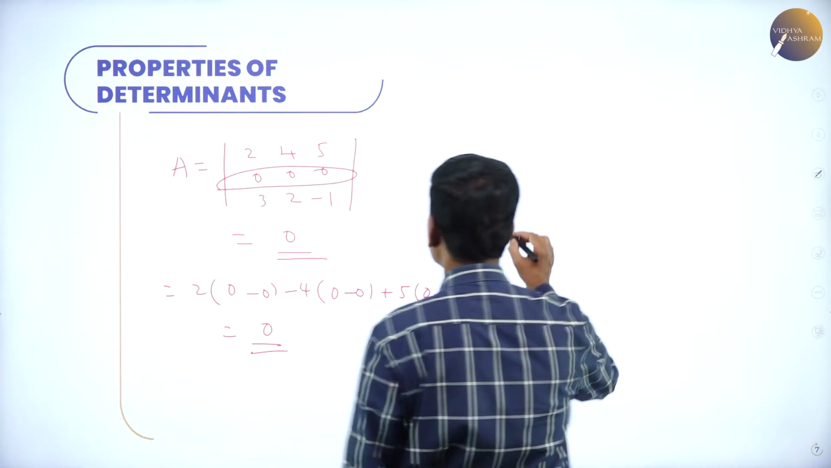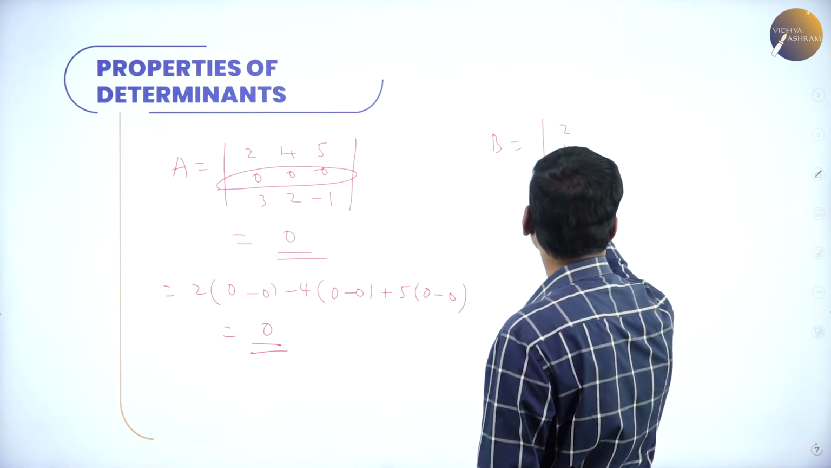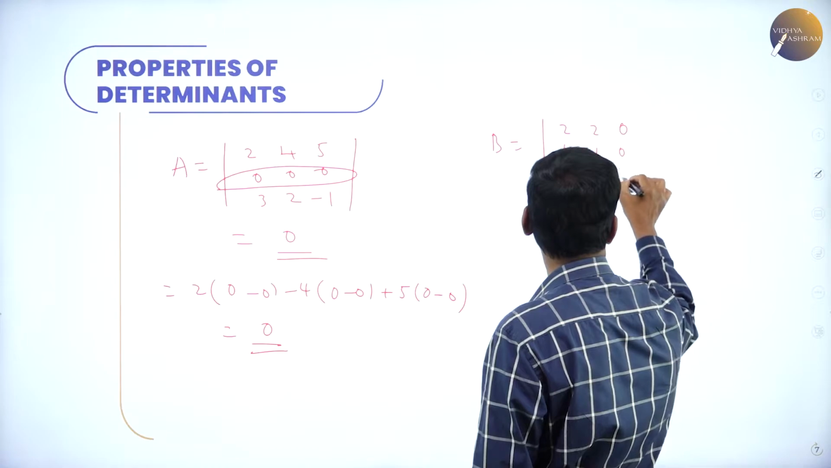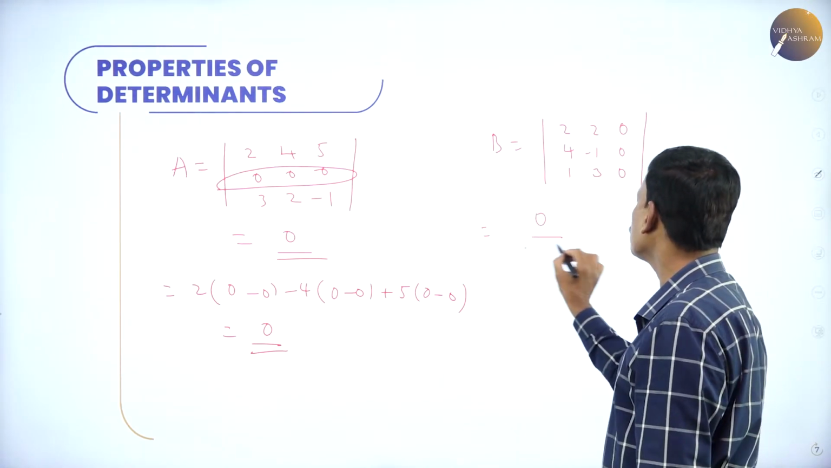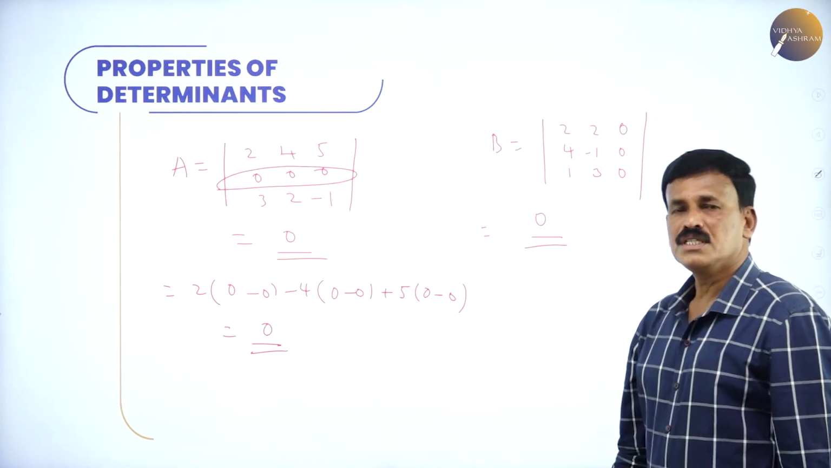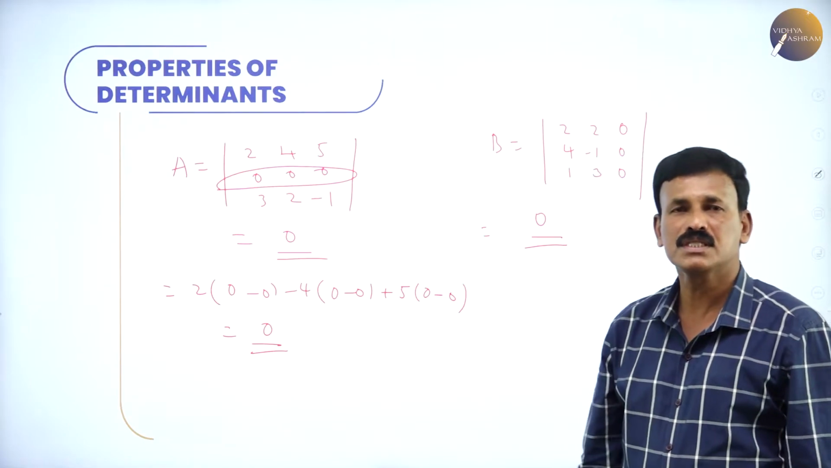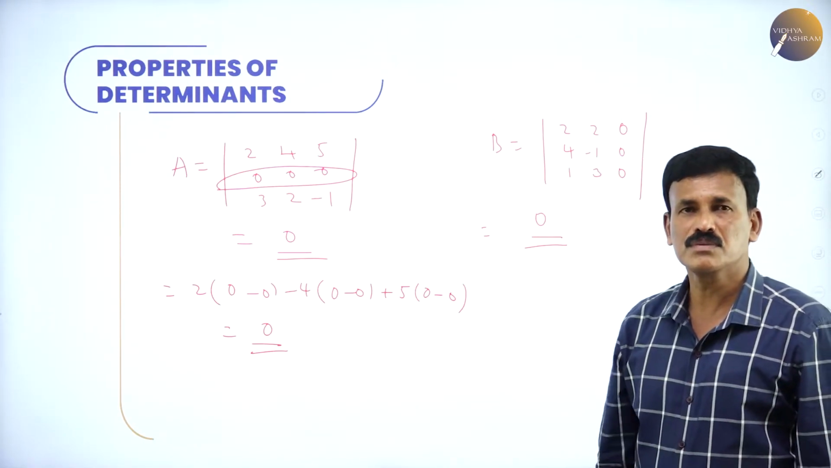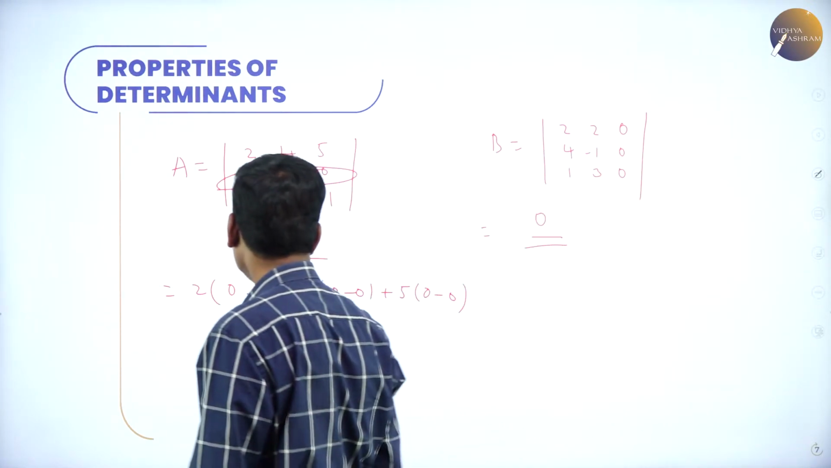Even if it is a column, let us consider one more example. 2, 4, 1; 2, minus 1, 3; 0, 0, 0. Then here also we will get this as 0. That means if all the elements in a row or column are zeros, then the value of a determinant is 0. This is also a very important property we are going to use to solve the problems in properties of determinants.